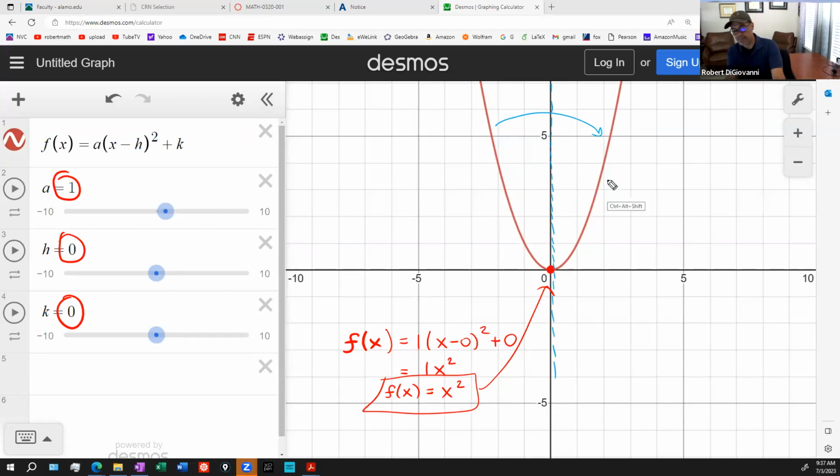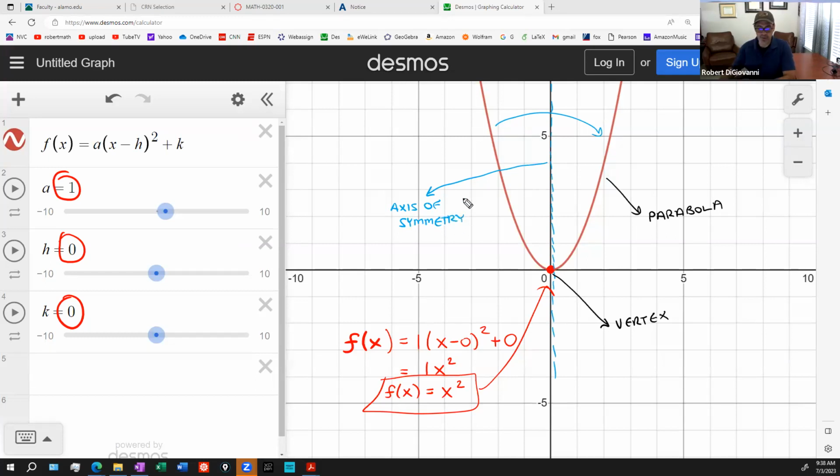The shape of this graph is called a parabola. All right. This point, the lowest point right there, is called the vertex. And this blue line, which is not actually part of our graph, it's just this imaginary line down the middle, is called the axis of symmetry.